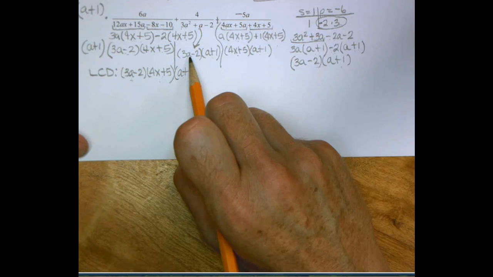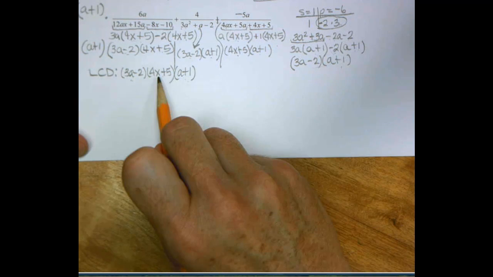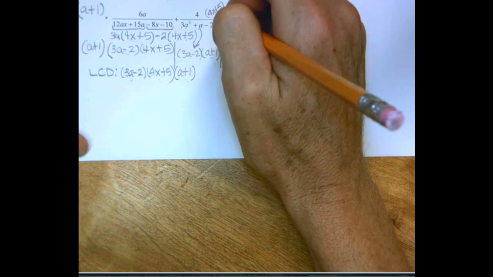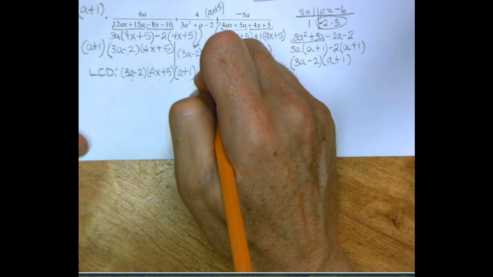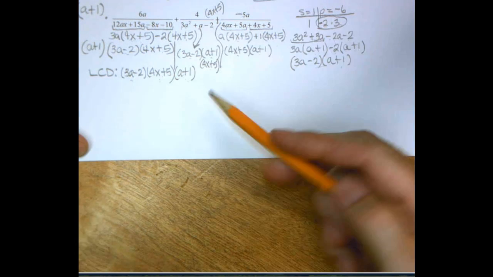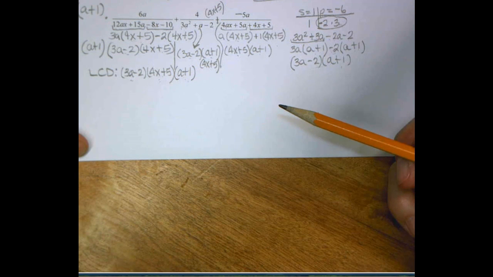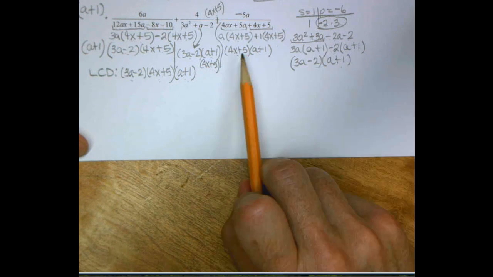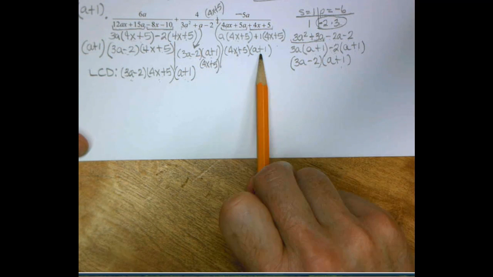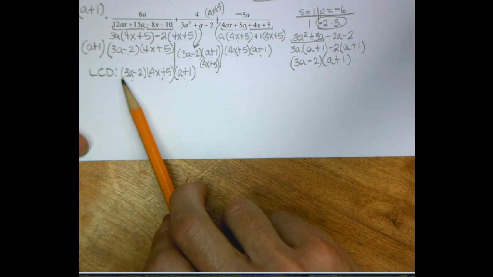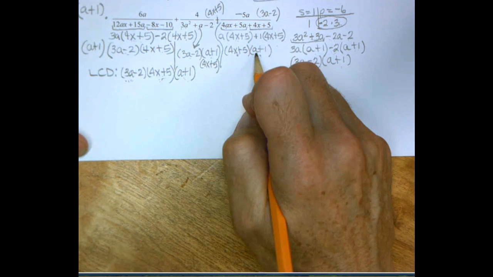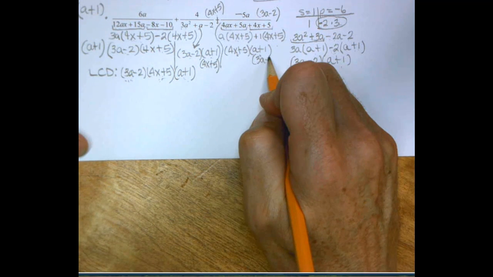Good. And here 3a minus 2 and a plus 1, I'm missing the 4x plus 5, so I'll put that in for the numerator and for the denominator. And I'm kind of squeezing it in a little bit so I don't have to rewrite, and that's perfectly okay as long as I can keep track that I've multiplied by the numerator and by the denominator. My last rational, I have 4x plus 5 and a plus 1, these two, so I need that 3a minus 2. And I'll put that with the denominator also.